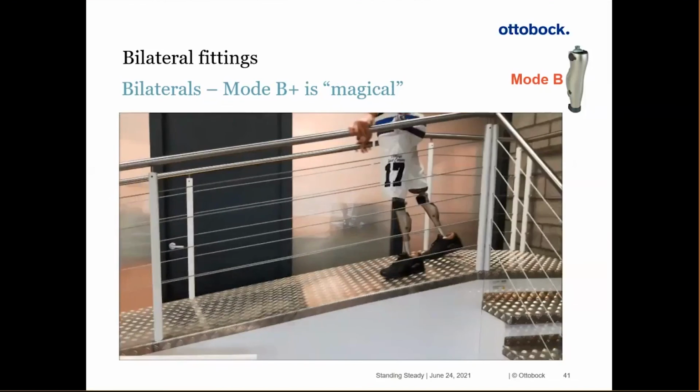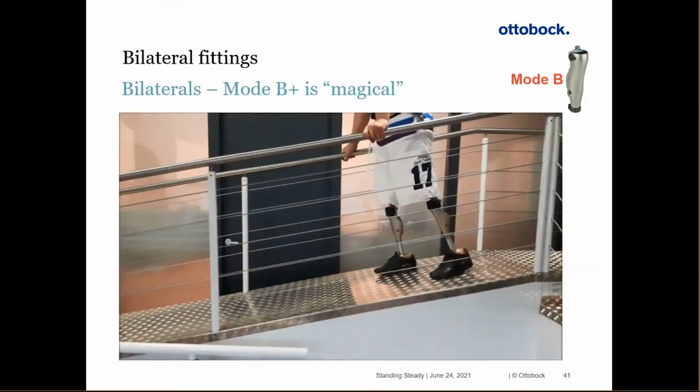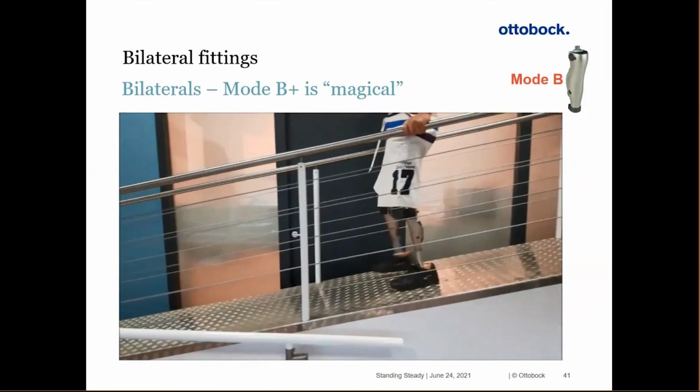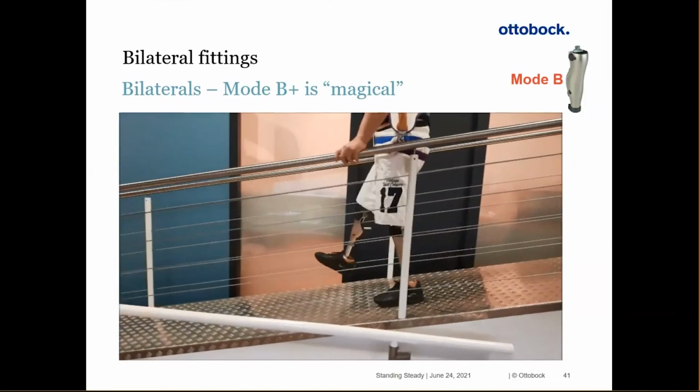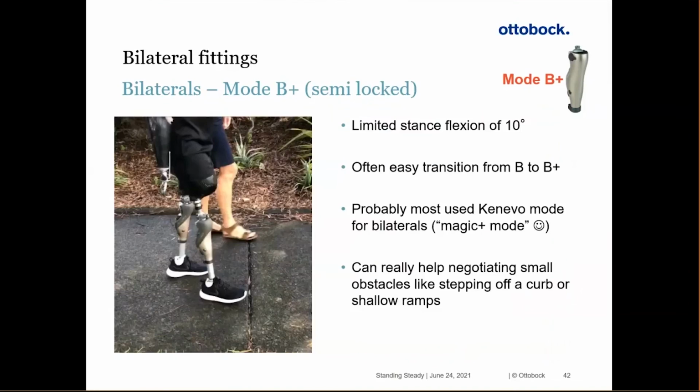We have this mode B+, to get a little bit of stance flexion, 10 degrees, and you can see then they can descend a shallow ramp. We call this kind of a magical mode, especially for a bilateral user, but even for a unilateral user, because they can get this little bit of stance flexion, but it's not going to continue to yield on them if they're not ready for that. And it will help them negotiate those small obstacles like stepping off a curb or a shallow ramp.